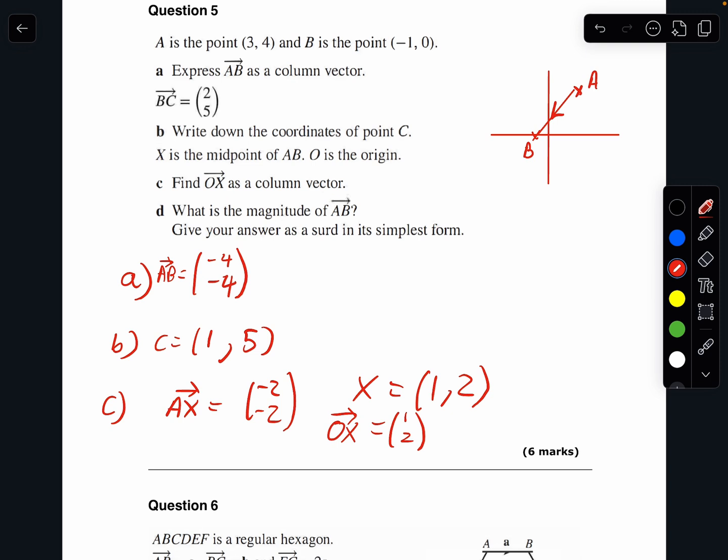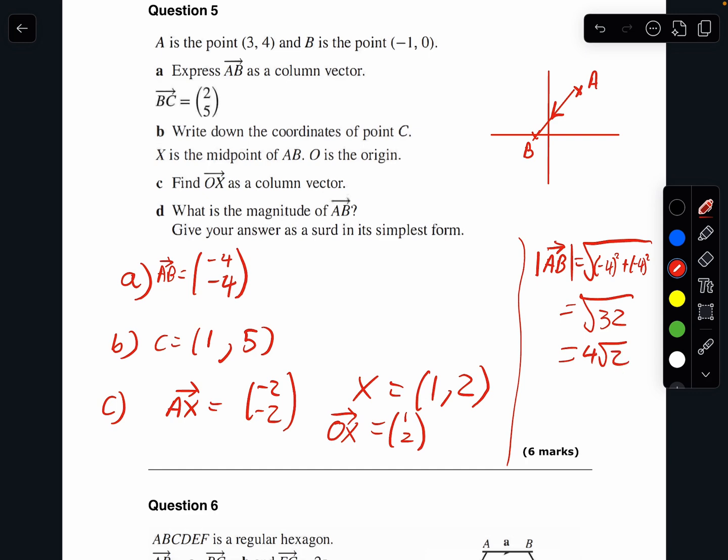Finally, we're asked for the magnitude of AB. I'm going to do that over here. So the magnitude of AB is going to be given by the square root of, you can write minus 4 squared, but since it's squared, it's always going to be positive, so you could also just write 4 squared. I'm going to put minus 4 squared in. That gets me root 32. This is divisible by 16 and 2, so it's going to be 4 root 2.